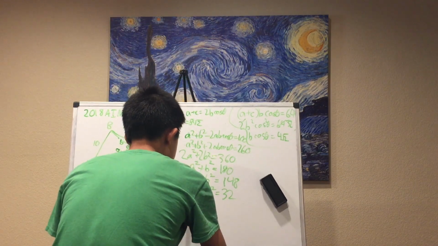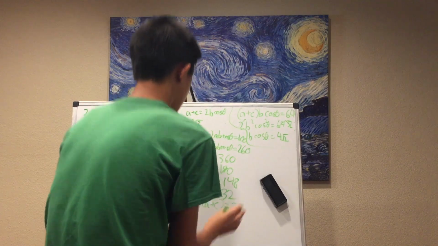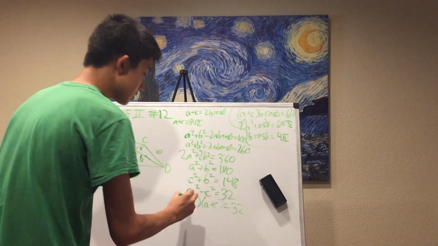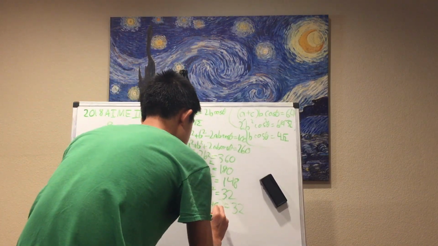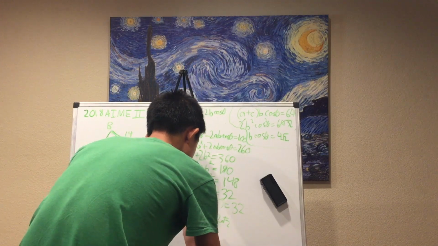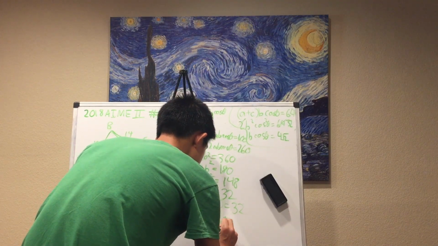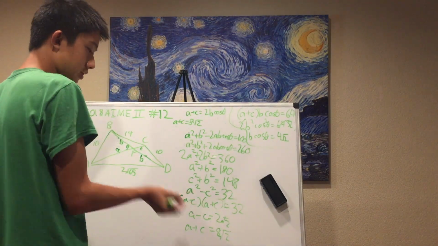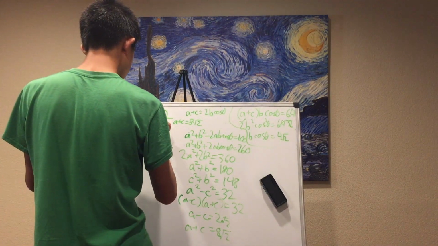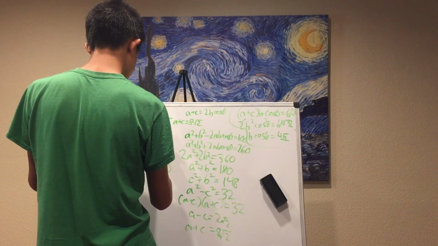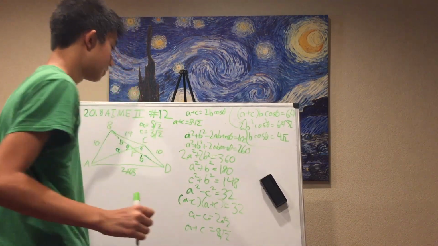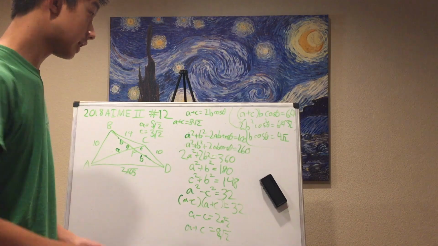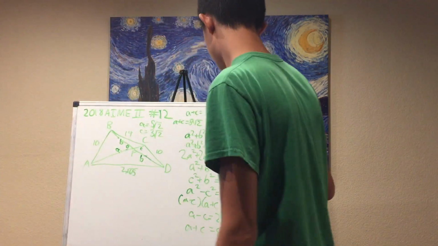So you might notice this is a difference of squares, and A plus C is 8 root 2, so A minus C is 2 root 2. So we have A plus C is 8 root 2 and A minus C is 2 root 2. Well, that means A is 5 root 2 and C is 3 root 2. Well, I hope everyone understands that. So we have this now.